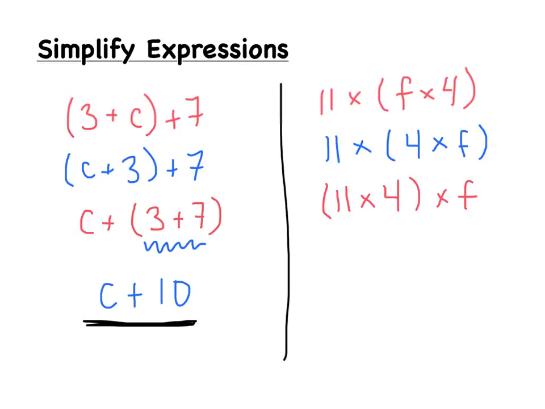Now we can solve 11 times 4. So we would have 44 times f. Or this also could be written as 44f. You don't have to have the multiplication sign in the middle, so we can just drop the multiplication sign, and you put 44f right next to each other. That shows that it's multiplication. So the final answer is going to be 44 times f, or 44f.